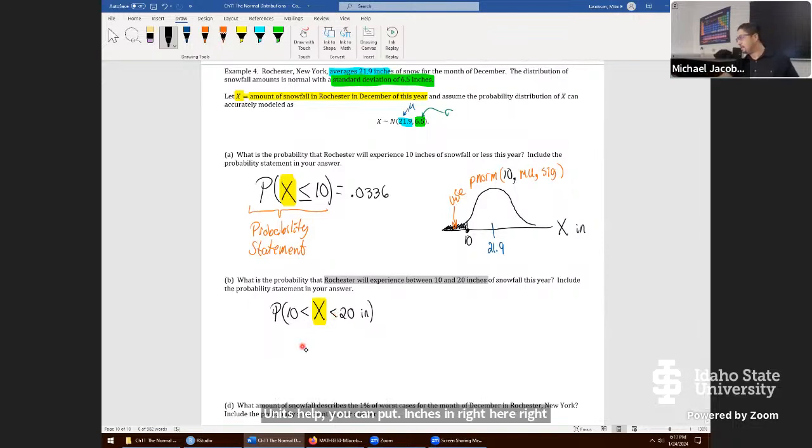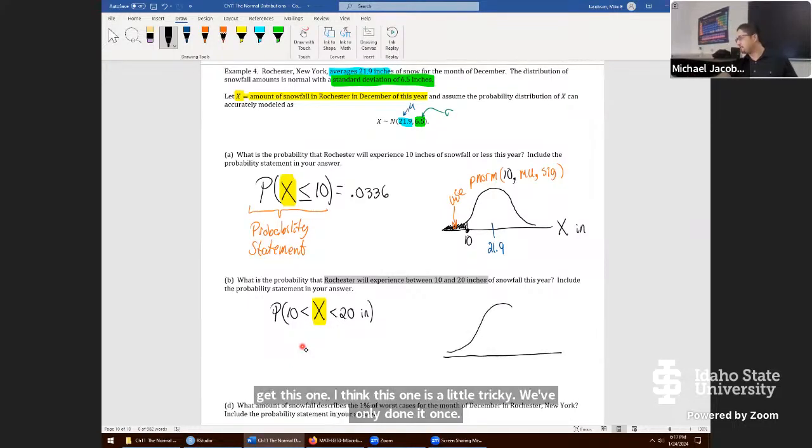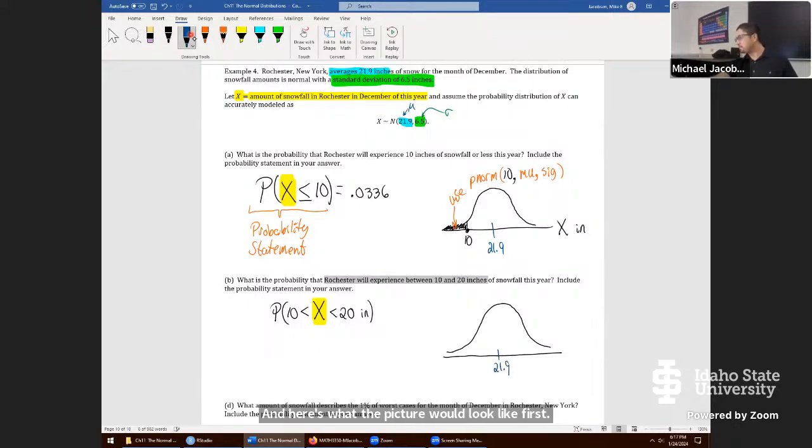So that's the question. I think this one is a little tricky. We've only done it once. And here's what the picture would look like first. We have a center at 21.9. 10 I'll put where it was before, even though we know it's not accurately placed. It's okay. 20 inches is right about here to the left of the mean. And this is x in inches. So this time we need area between two different quantities.